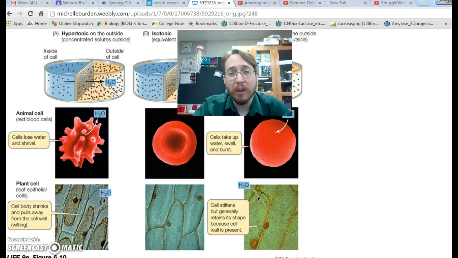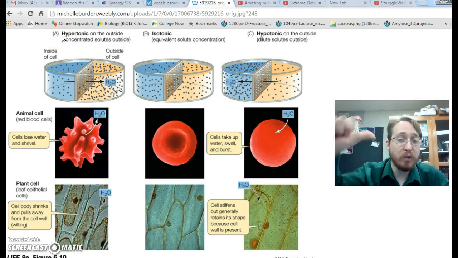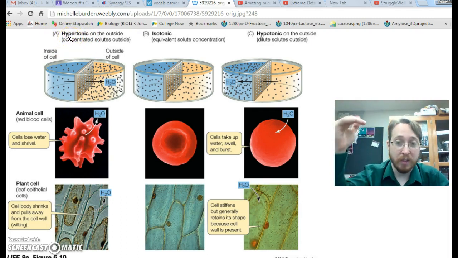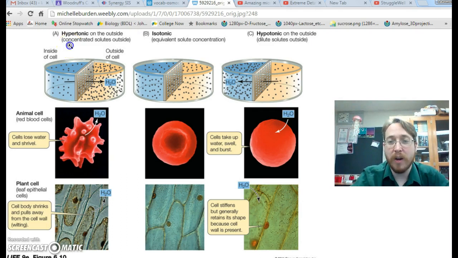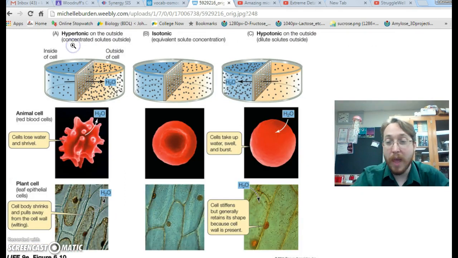Well, we have terminology for all of this. If a solution has more stuff in it and less water, we call that hypertonic. The prefix hyper means more, above, extra. And so hypertonic has more stuff in it, which means it has less water.